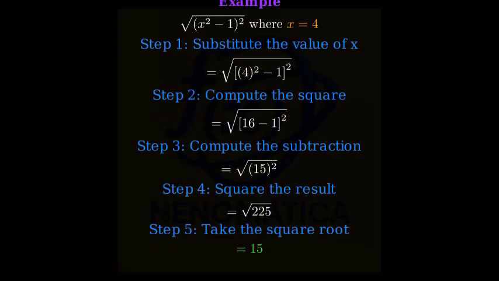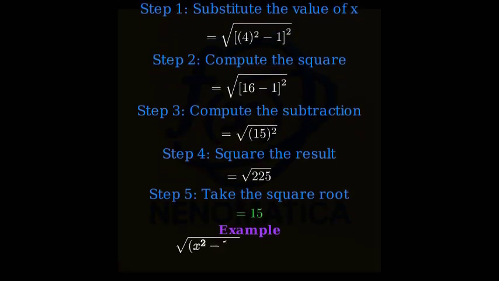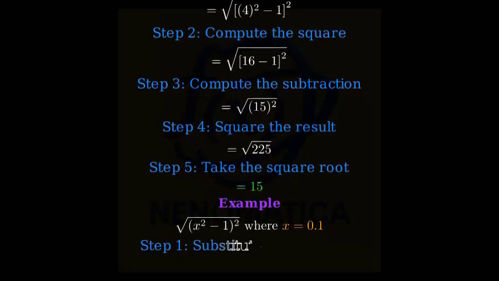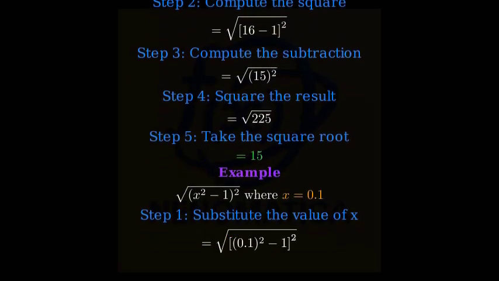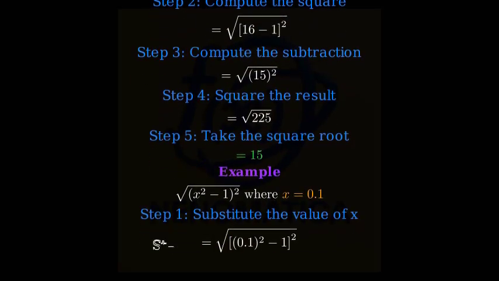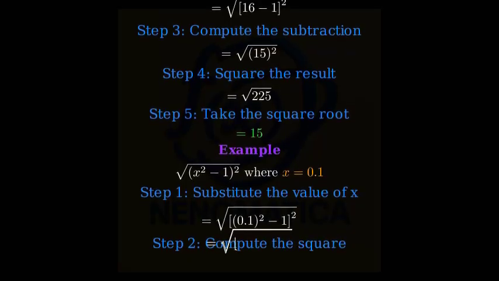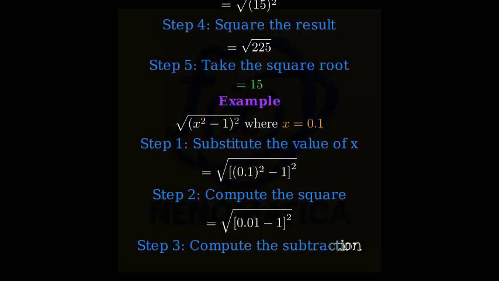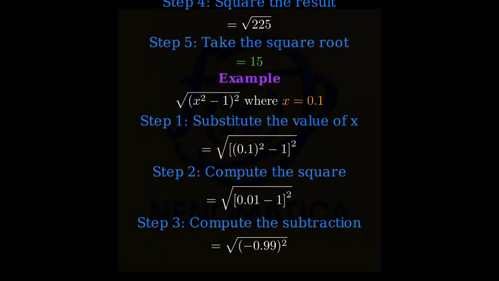Let's do one more example. This time, we'll evaluate the expression when x equals 0.1. As before, we'll substitute x equals 0.1 into our expression. Let's compute 0.1 squared, which equals 0.01. Now we calculate 0.01 minus 1, which equals negative 0.99.